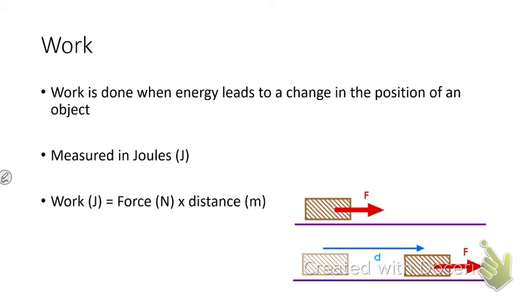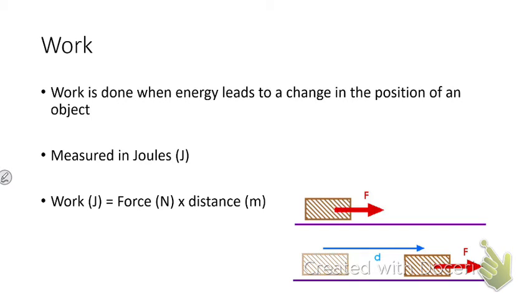Work is done when energy leads to a change in the position of an object. So I need to put energy into moving that desk, and the desk needs to move. If I'm pushing on this whiteboard and it's not moving, so my distance is 0, do I have any work? No, because I need to be moving it. I could push on this all day, I'd be wasting my energy, but I would not be doing any work on the wall. Does that make sense? So you need to be moving something to be doing work on something.